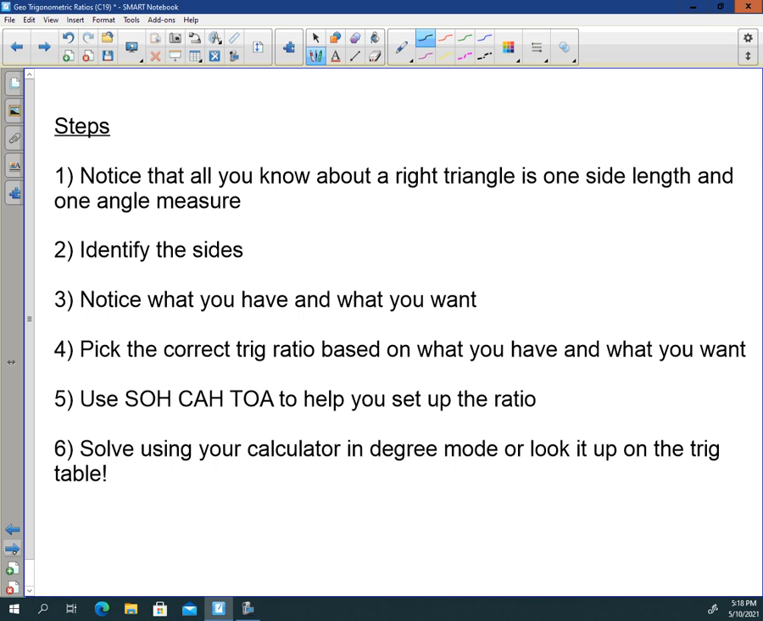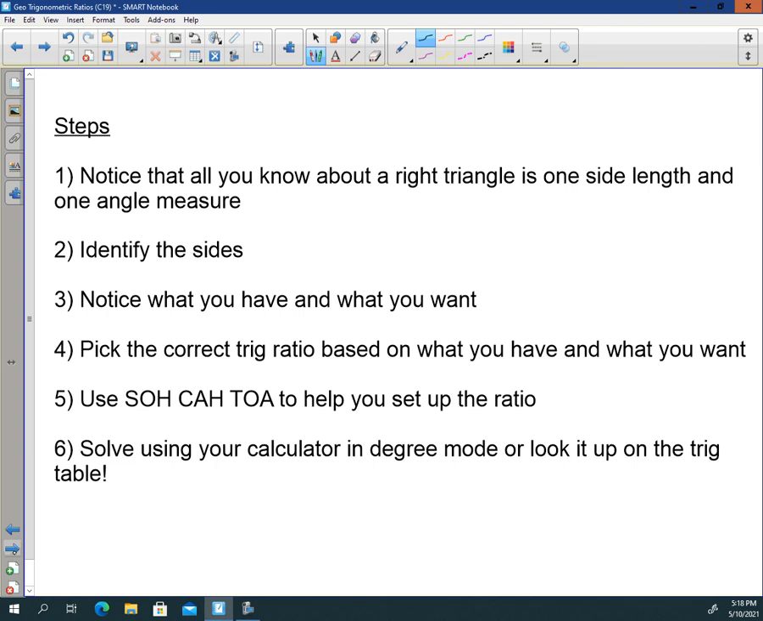Then you know you're going to use trig. From there, identify those sides. Physically write it on your right triangle: the opposite side, the hypotenuse, and the adjacent. Then you're going to want to notice what you have and what you want. And then pick the correct trig ratio based on what you have and what you want. Use SOHCAHTOA to help you set up that ratio, and then solve using your calculator in degree mode or look it up on the trig tables. That's how you do this.